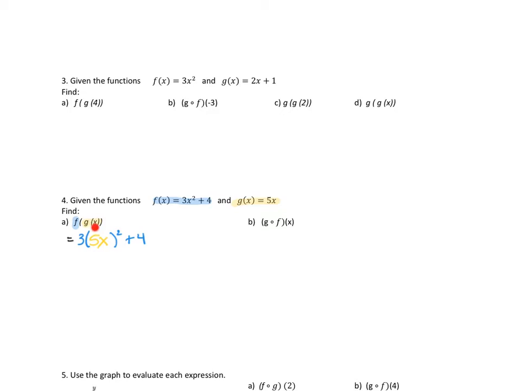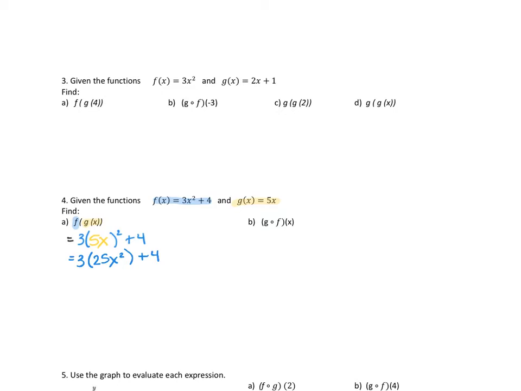Now, because this is an x and doesn't have a number, our final answer is not going to have a number. It's going to have an x in our final answer, and that's okay. So when I take a look here, I have to remind myself that this exponent comes before this multiplication. So I'm going to take 5x and square that. So I have to multiply the 5 by itself and the x by itself. So this is going to be 3 times 25x squared plus 4.